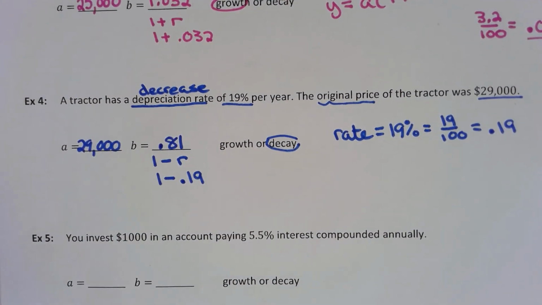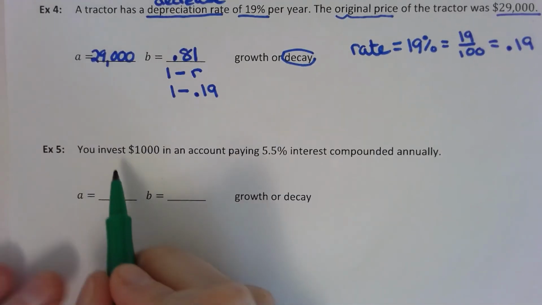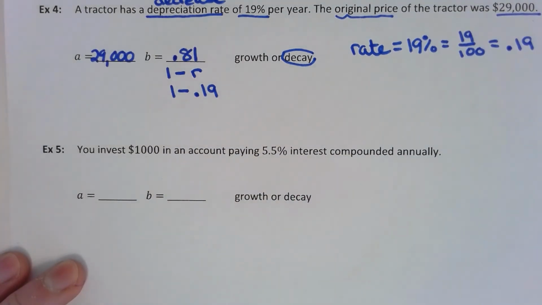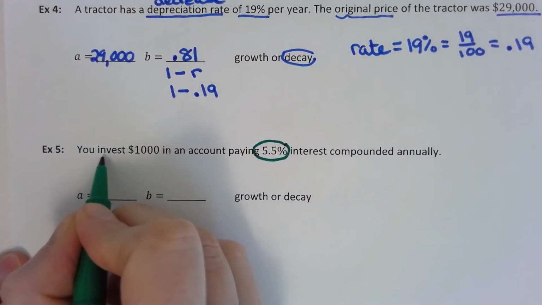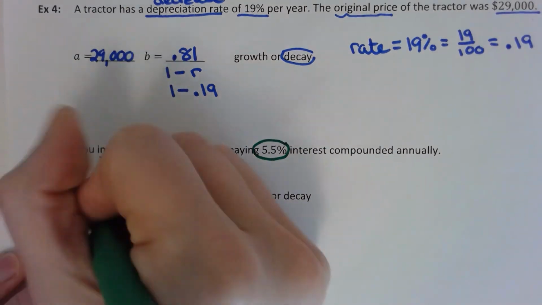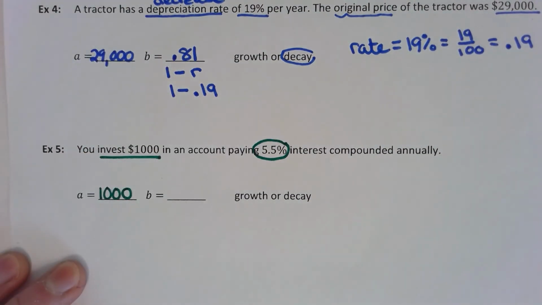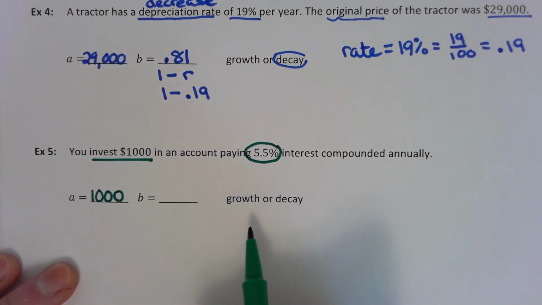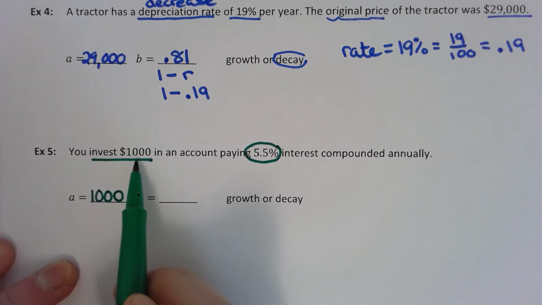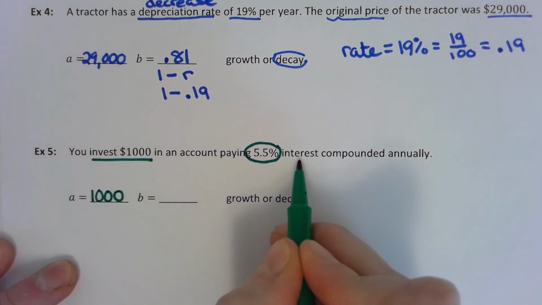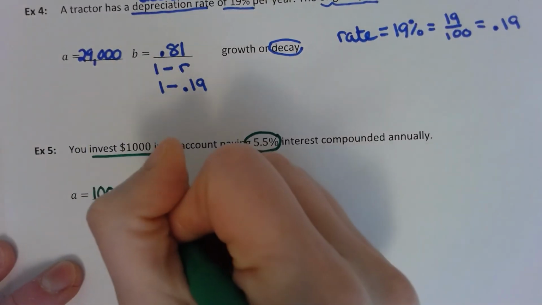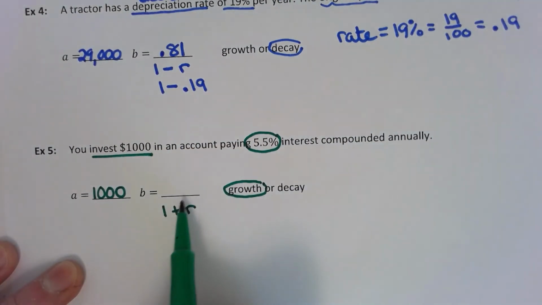Last example, number 5. You invest $1,000 in an account paying 5.5% interest compounded annually. Okay, so I can see my rate right here, and they said that we invested $1,000. That means that we put $1,000 into that account. That would be the amount of money that we started with, which means it is the A value. Now, to figure out if this is growth or decay, pay attention to what's happening. They said we put $1,000 into the account, and it is paying interest, which means that it is growing, okay? So we need to use 1 plus the rate in order to find our b value.